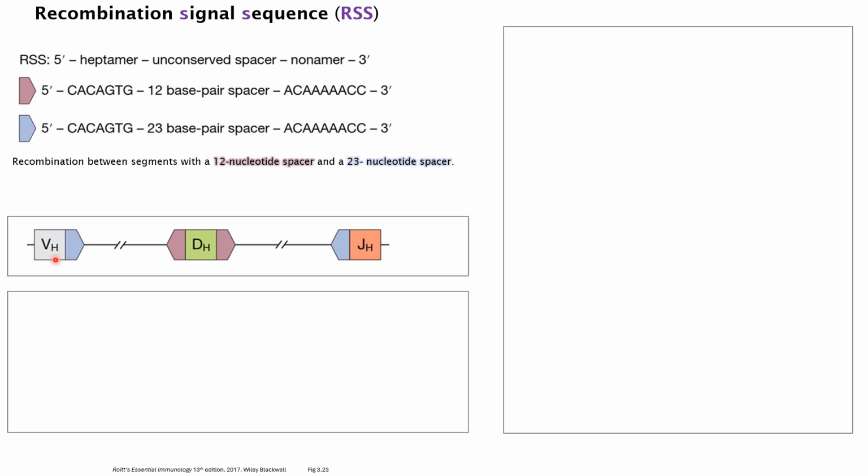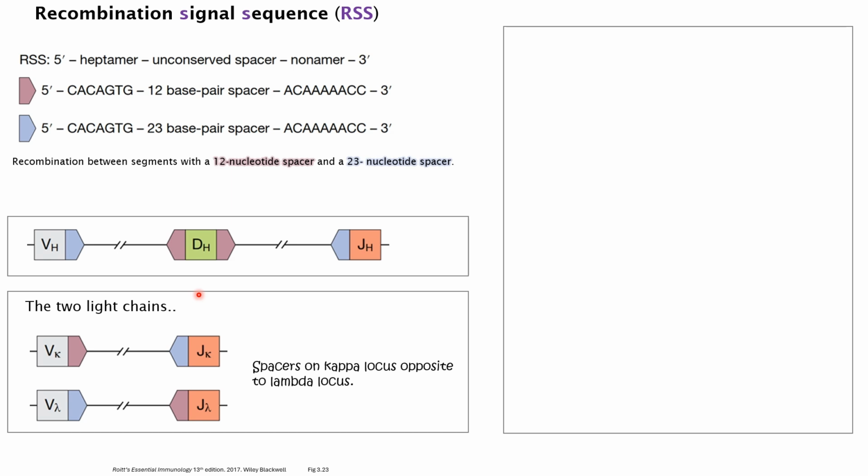So here's an example. This is, as you can see, the heavy chain. It says H, but you'd know it was the heavy chain because only the heavy chain has D segments. So each V segment has a downstream 3' spacer. Each J segment has an upstream 5' spacer, and each D segment has an upstream and a downstream spacer. The light chains also are flanked by downstream and upstream recombination signal sequences.